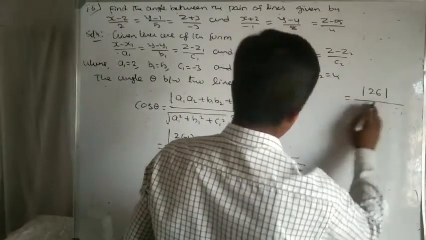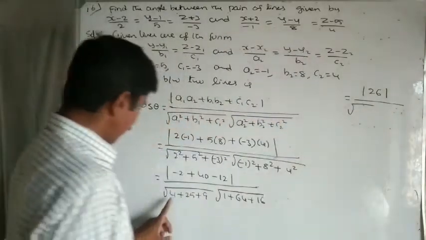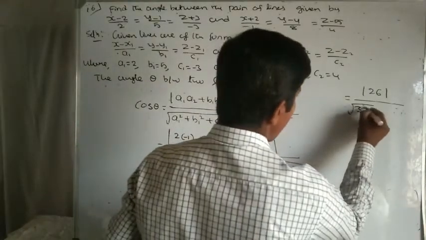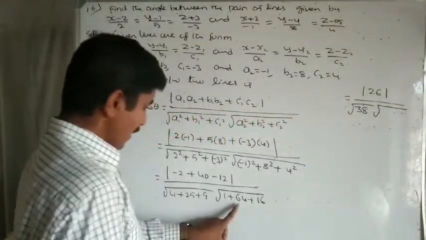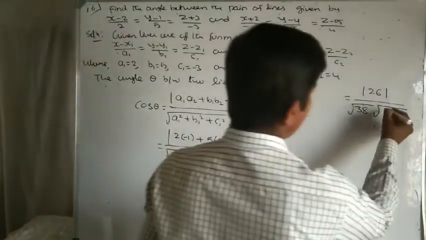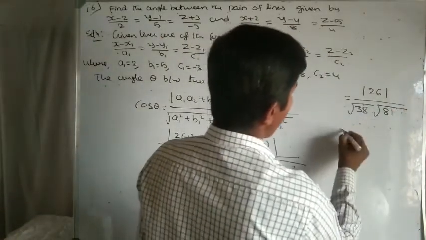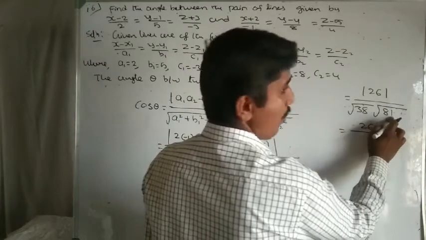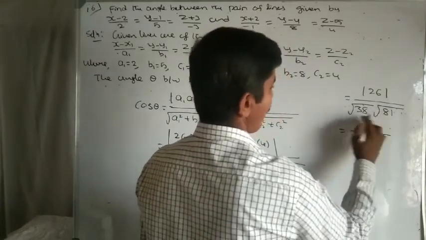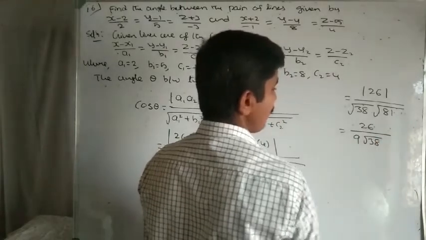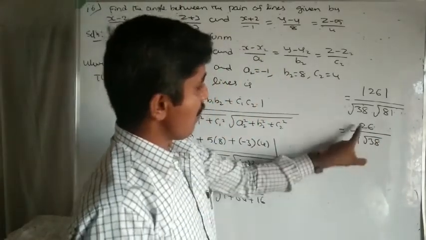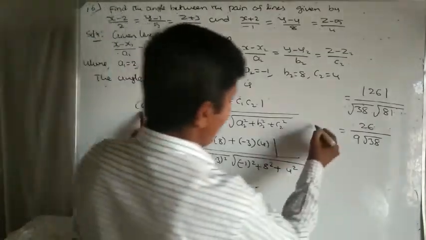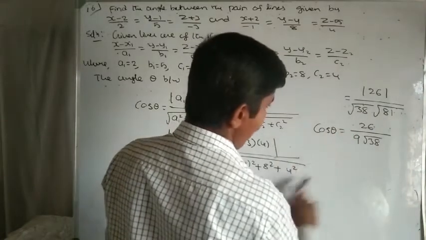Divided by root of 25 plus 4, 29, plus 9, 38, into square root of 64 plus 16, 80, 80 plus 1, 81. Here modulus of 26 is 26. Root of 81 is 9, it is a perfect square. Into root 38, take as it is. These two numbers are not divisible by any common number, so we take it as it is. Here cos theta equals 26 by 9 into root of 38.